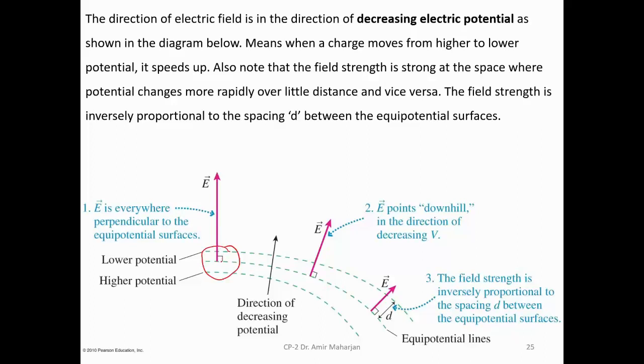So the electric field must be stronger here compared to here. Here you have less concentration of equipotential lines, right? So that means you have a weaker electric field. And the electric field direction, remember, always goes from higher to lower, right? Because this is our higher potential, and these equipotentials are lower potential.